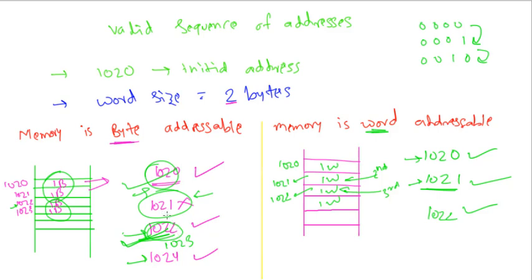Now, I hope that you get a clear idea of what word addressable is, what byte addressable is, and what the valid range of addresses the CPU can generate is.